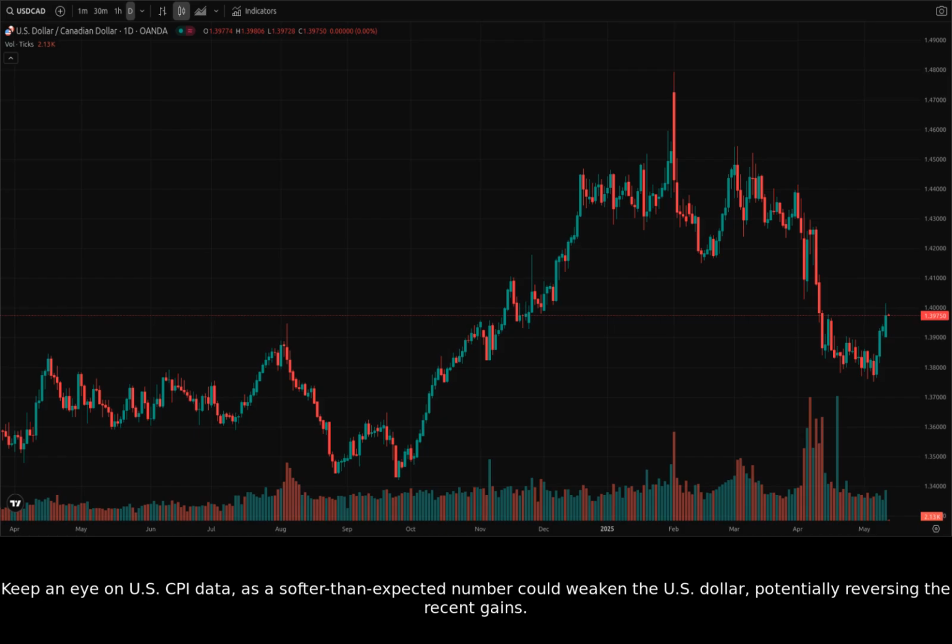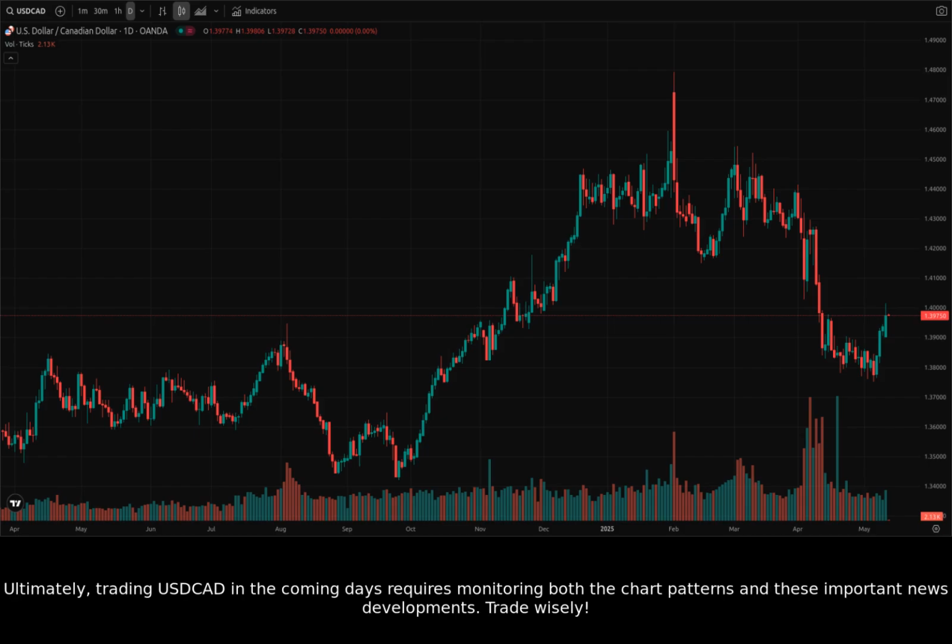Keep an eye on US CPI data, as a softer-than-expected number could weaken the US dollar, potentially reversing the recent gains. Ultimately, trading USDCAD in the coming days requires monitoring both the chart patterns and these important news developments.